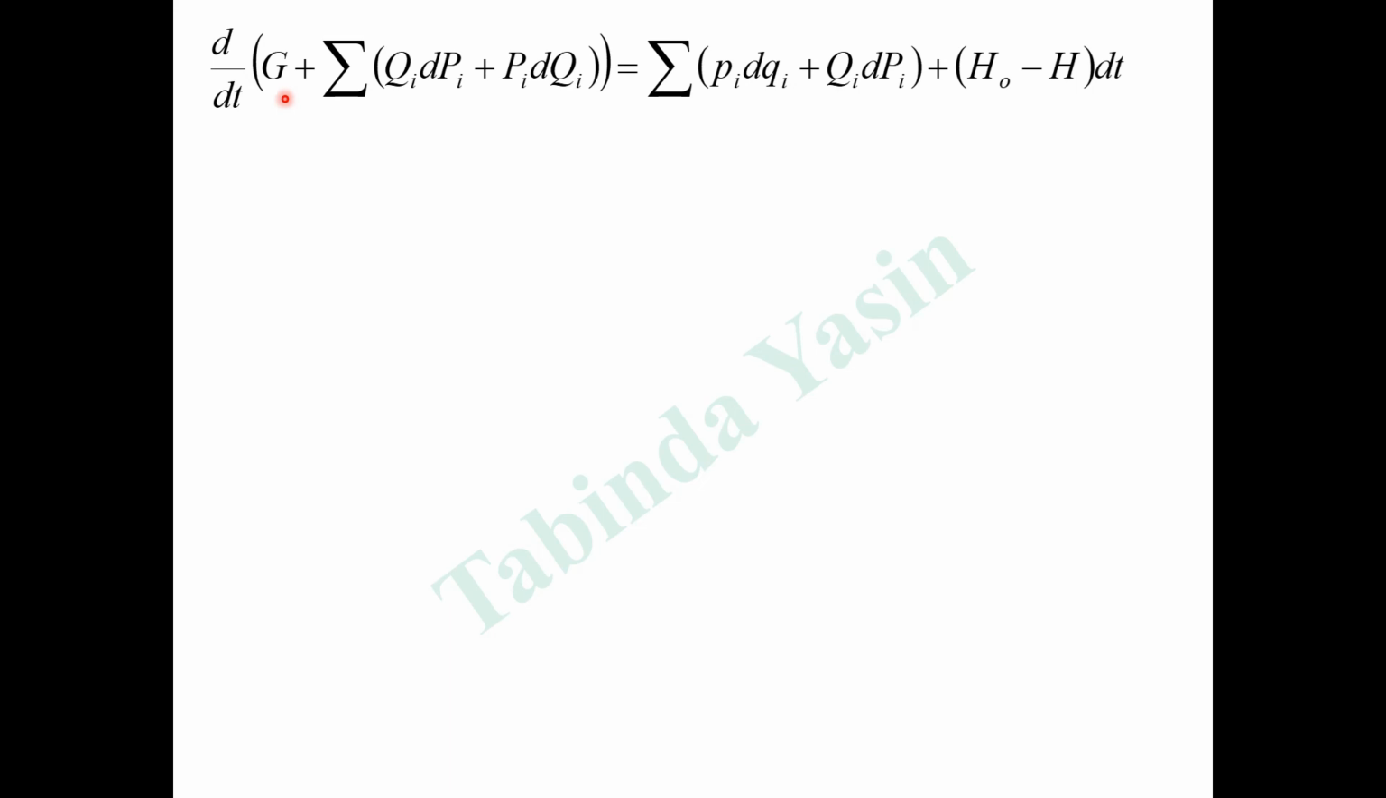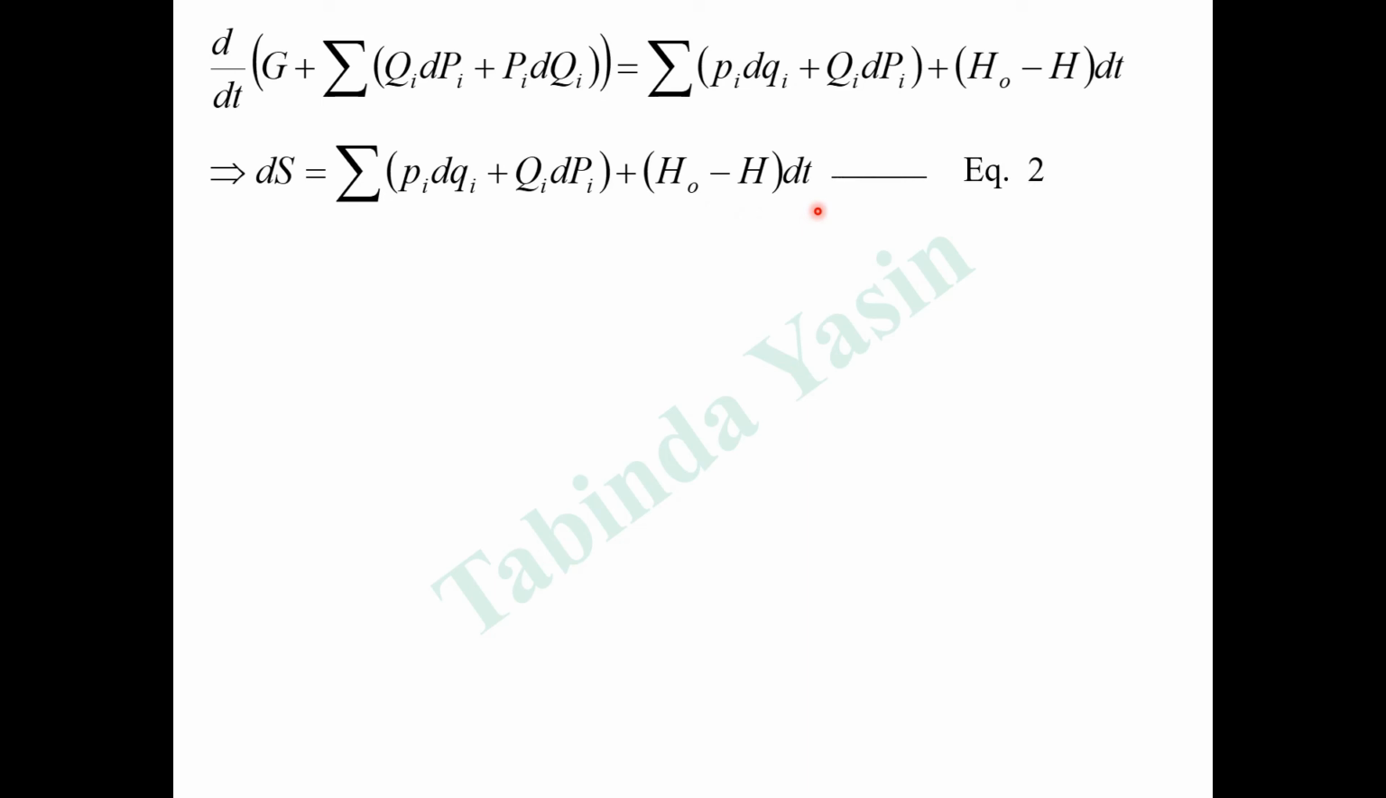d/dt of G plus summation of (qi dpi plus pi dqi) is equal to summation of (pi dqi plus qi dpi) plus (h naught minus h) dt, and that gives dS is equal to summation of (pi dqi plus Qi dPi) plus (h naught minus h) dt. That is equation number 2.